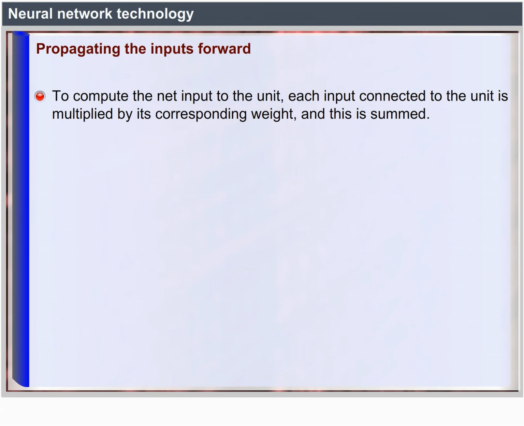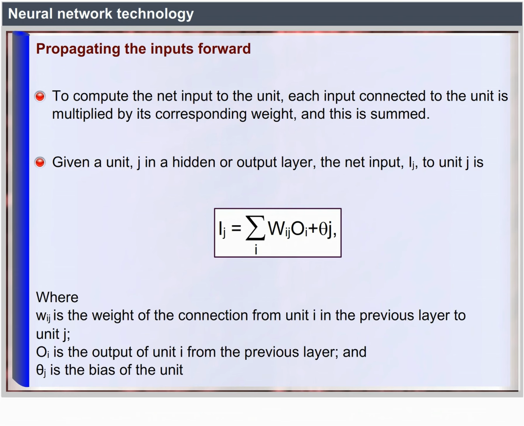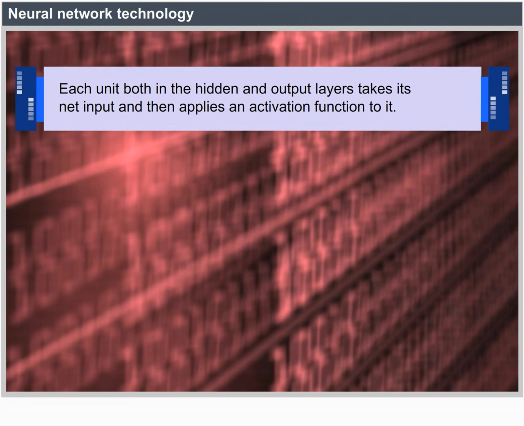and this is summed. Given a unit j in a hidden or output layer, the net input Ij to unit j is Ij equals the summation over i of wij Oi plus theta j, where wij is the weight of the connection from unit i in the previous layer to unit j, Oi is the output of unit i from the previous layer, and theta j is the bias of the unit. Each unit in the hidden and output layers takes its net input and then applies an activation function to it.